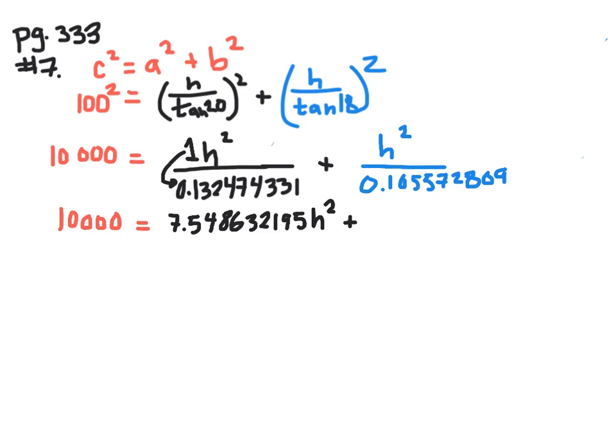And I'll do the same over here because there is a 1 in front of the h squared, so I'll do 1 divided by that decimal there. And it leaves me with this long decimal, 9.472135955 h squared.